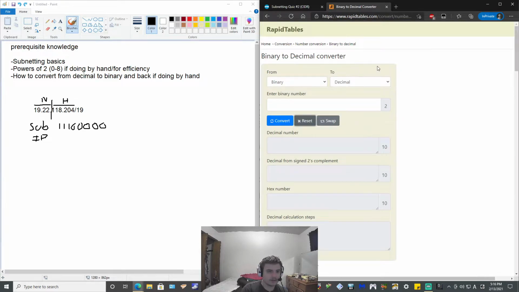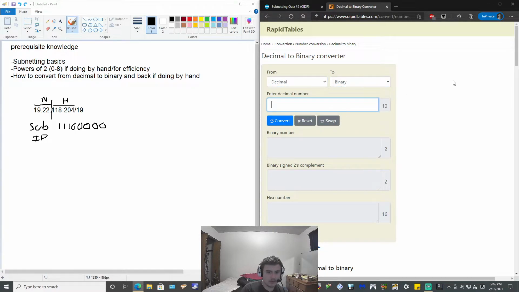So we're going to take that 118 and convert it from decimal to binary. The decimal is 118. We're going to convert that. And now this is the number we have here, right? Now we have 1110110.